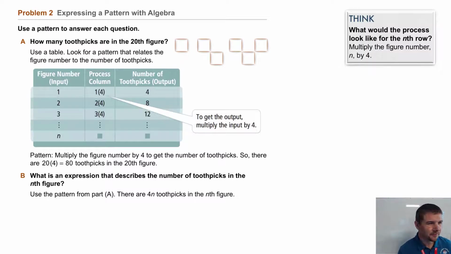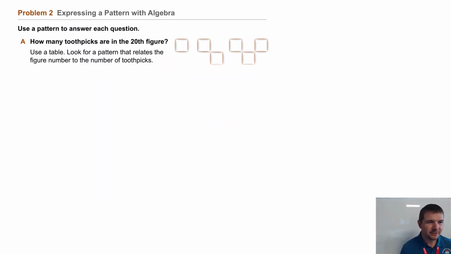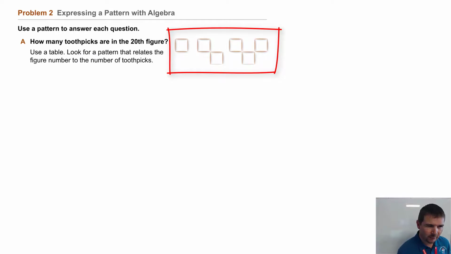This brings us to problem 2, expressing a pattern with algebra. Use a pattern to answer each question. Part A, how many toothpicks are in the 20th figure? So we see a pattern of toothpicks at the right. Looks like we begin with one square using 4 toothpicks for the sides, then 2 squares. They don't share any sides, so we would need 8 toothpicks, and then 3 squares, 3 times 4, 12 toothpicks.